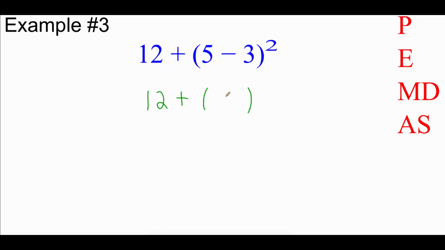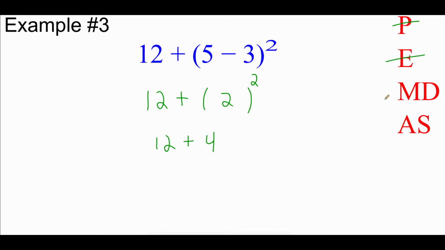So 5 minus 3 should give me 2, but then we've still got that squared power on that. So the parentheses were taken care of. Jumping down to the next level, we've got exponents. So now we've got this 2 being squared. And 2 squared should give us 4. And then we've got our 12 plus still in front of that.